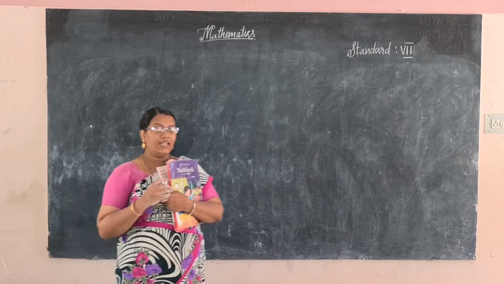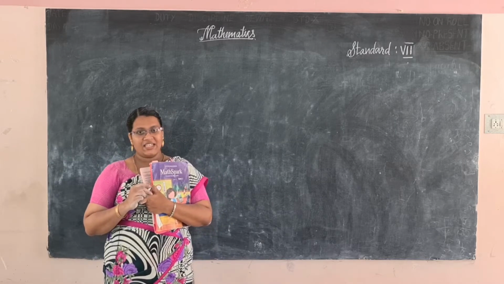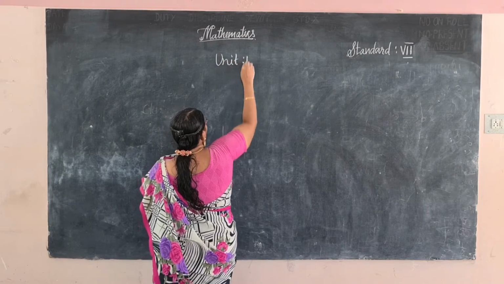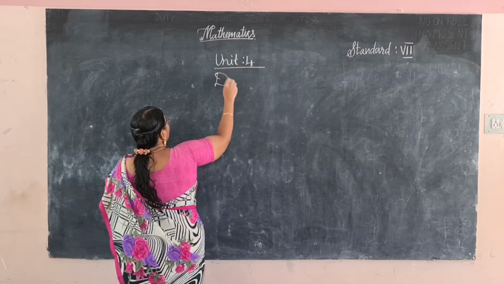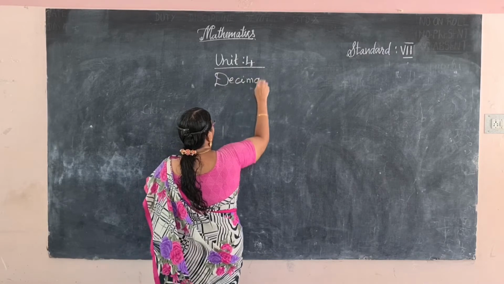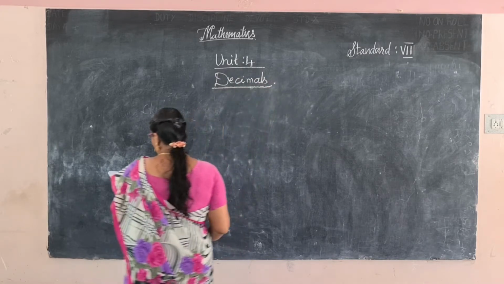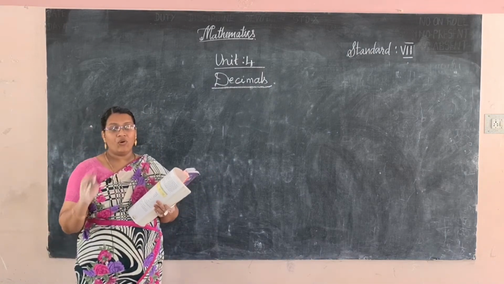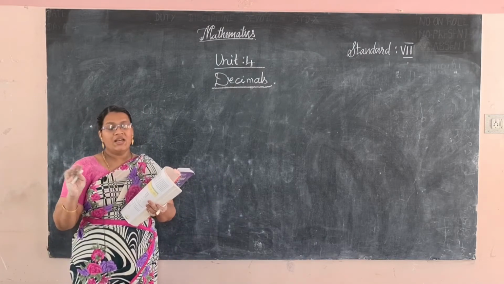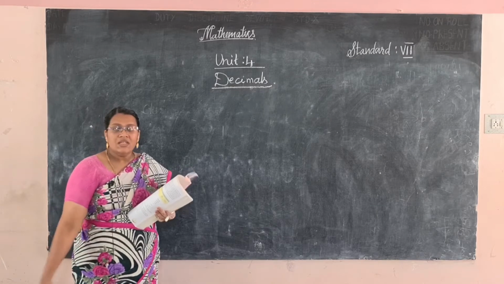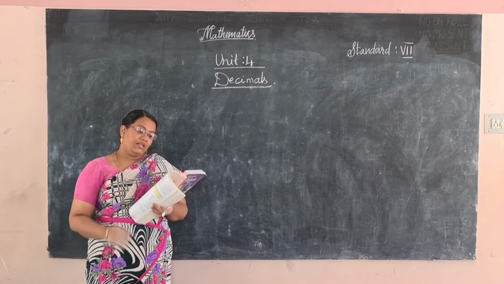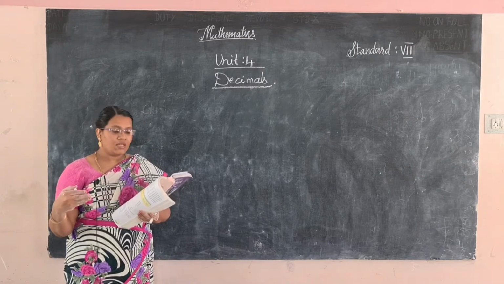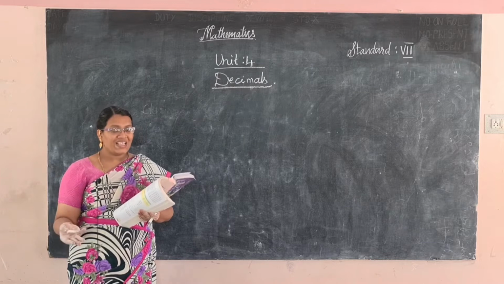We have already learned decimals in the last year, right? So, unit 4: decimals. So what is the meaning of decimals? A number represented in the form of decimals from 0 to 9. A fraction with the denominator of tens, hundreds, thousands and so on is known as a decimal.